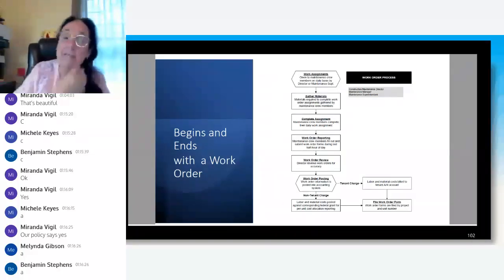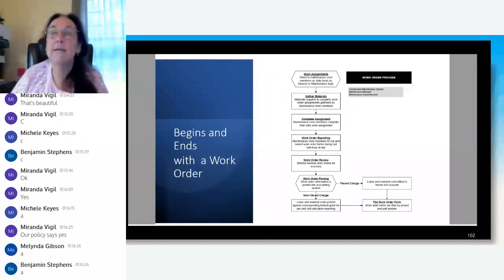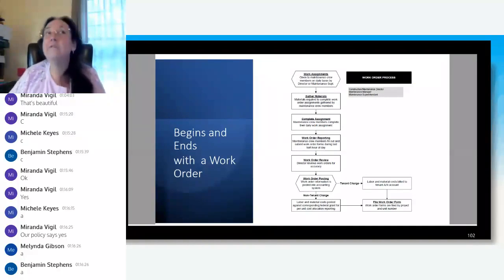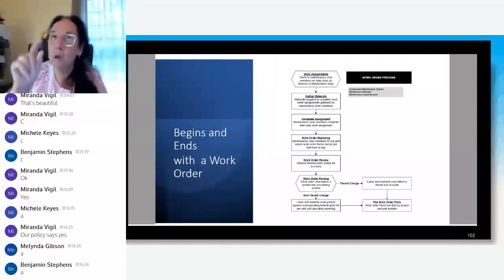It all begins and ends with a work order, okay? Those are really, really important. Make sure your work orders are caught up, even if it takes rewriting them because you could only complete a certain portion of it and you're waiting on something, because HUD will look at your work orders.